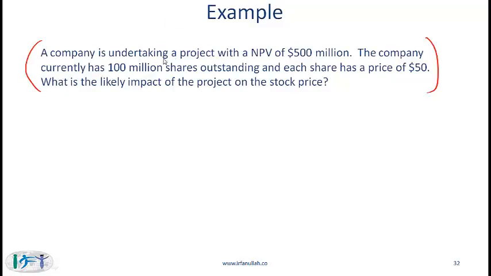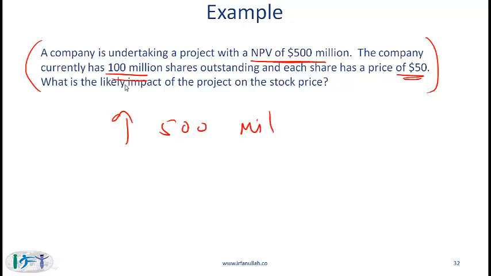Let's say a company is undertaking a project with expected NPV of 500 million. The company has 100 million shares outstanding and each share has a price of $50. What is the likely impact of the project on the stock price? If the project has an NPV of 500 million, that means that by doing this project, the overall value of the firm will go up by 500 million.